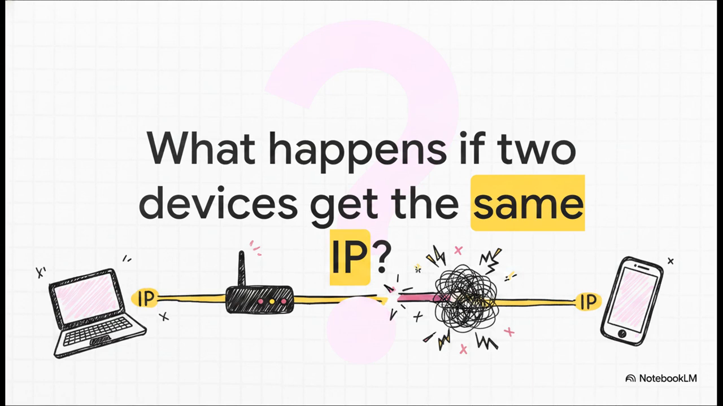First off, ask yourself this critical question. What happens if two devices somehow get the exact same IP address? Well, that creates what we call an IP conflict, and it's really bad news. Two devices simply cannot reliably share identical network identities. Communication would completely break down. This is exactly why a network absolutely, unequivocally requires unique identities for everyone.